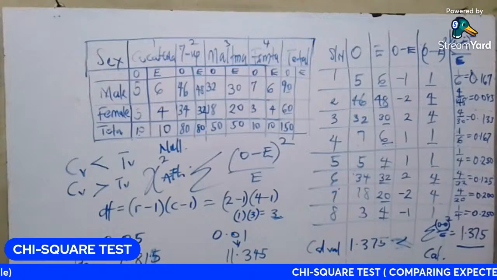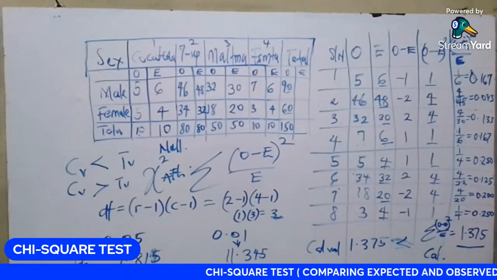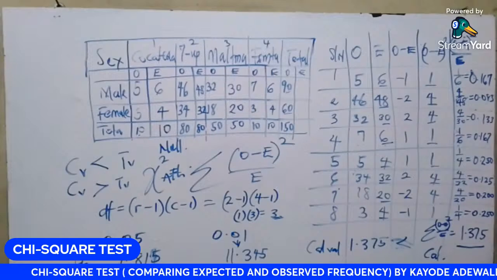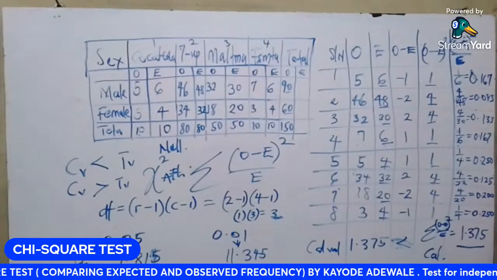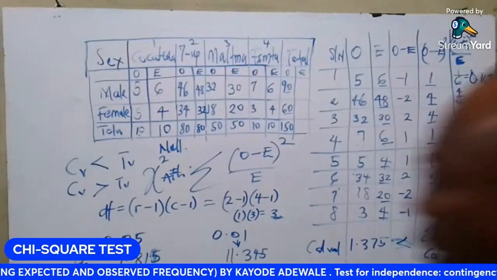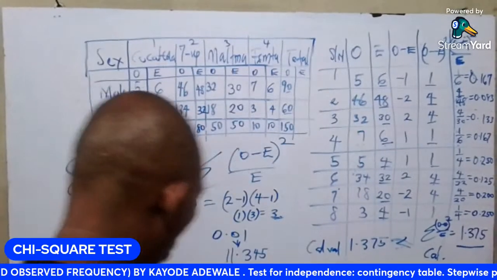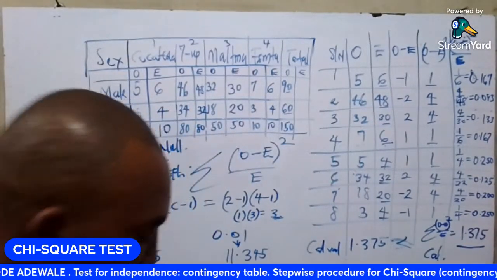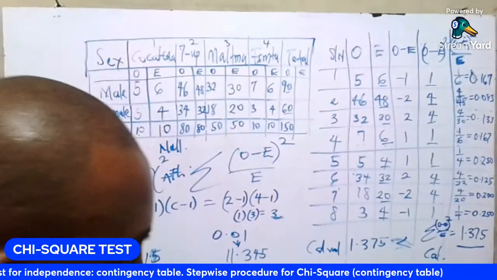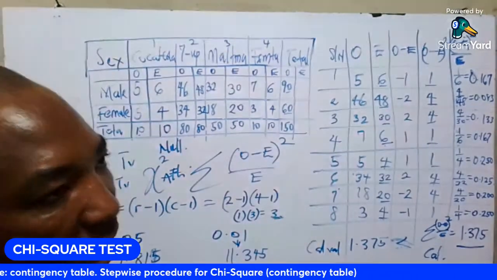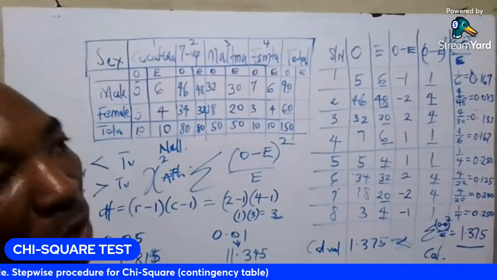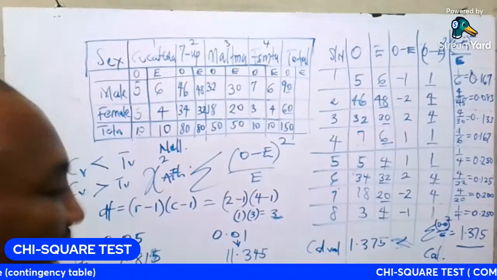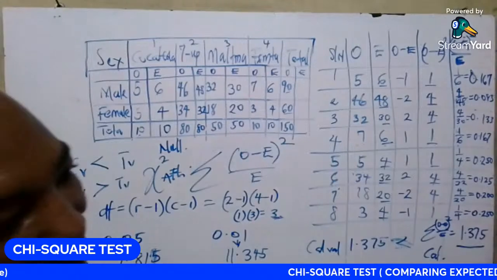Yes, you accept the null hypothesis. Thank you, Olaniyan. But if it is greater, you take the alternative hypothesis. So therefore, in conclusion, we can now conclude that we accept the null hypothesis, that is, the type of drink they are drinking, the consumption of the drink, does not depend on the gender. That is what this is explaining.